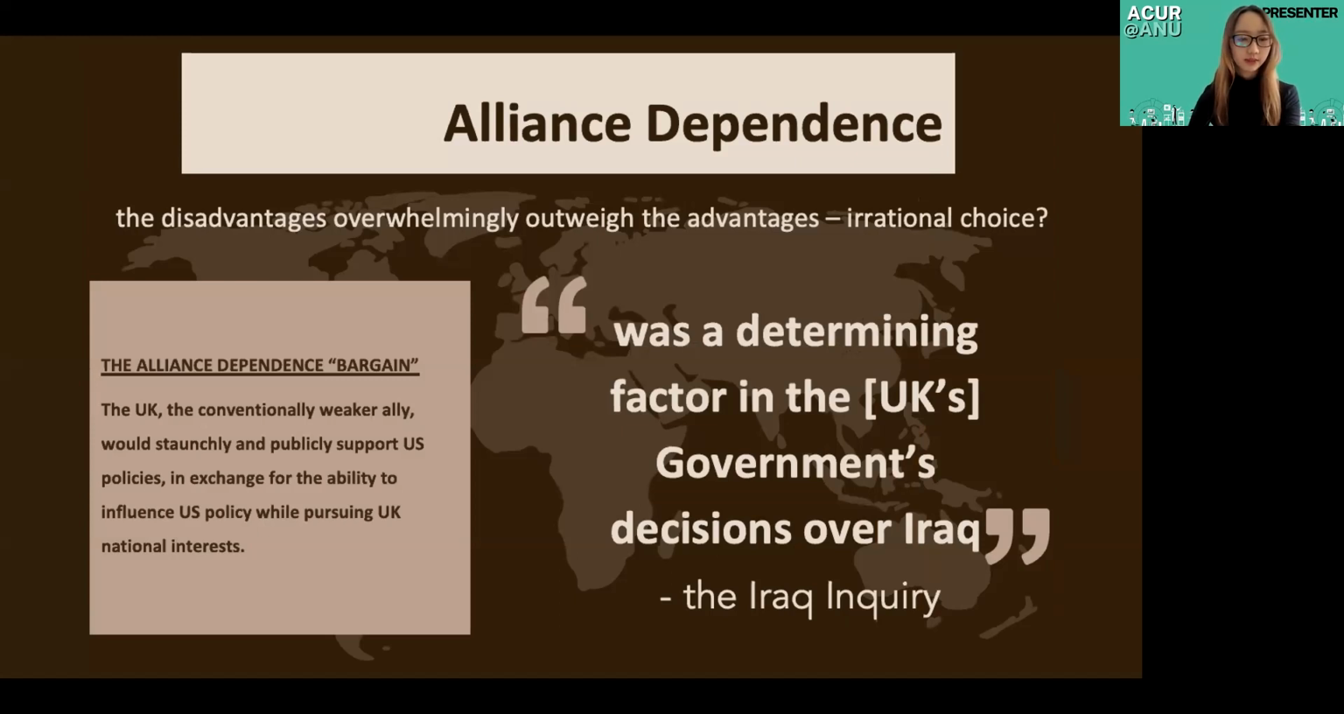Essentially, the alliance dependence bargain was that the UK, the conventionally weaker ally, would staunchly and publicly support the US in exchange for the ability to influence US policy while pursuing UK national interests.